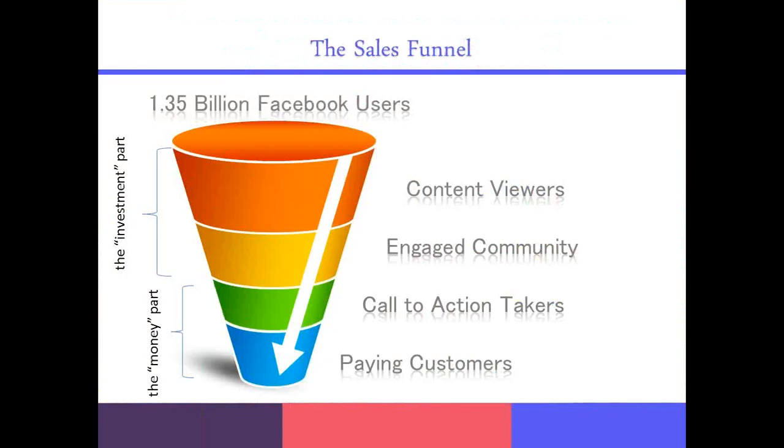So here is a really general overview of the Facebook sales funnel. Now you see at the very top those 1.35 billion Facebook users. That's everyone out there. Obviously not all of them are your ideal market. You want to narrow that down, and from there down it'll be your content viewers that move into your sales funnel. You want to try to get more people in who are viewing your content, and you want those to be the right people. You don't want to worry about every Tom, Dick, and Harry who's on Facebook. You want to show your content to the right people.